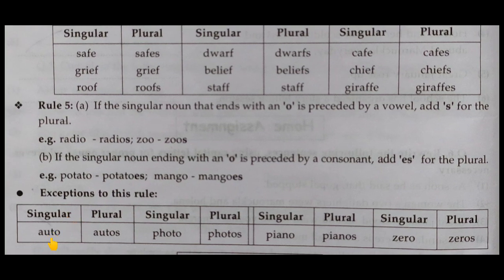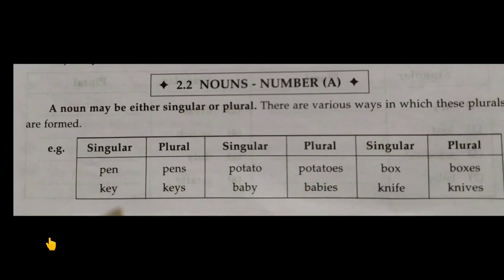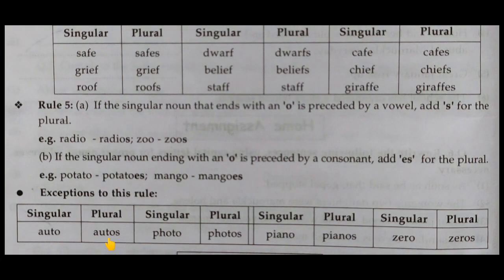First is auto. It comes under the fifth rule. Auto ends with o and is preceded by a consonant, so our rule says to add es to it, but in actual, what is its plural form? Autos. So these are exceptions. Second is photo. Here also it ends with o and is preceded by a consonant t. So we should add es to it, but that is not the case. Here only s is added to make it plural.